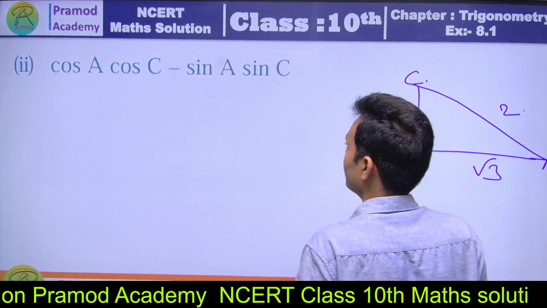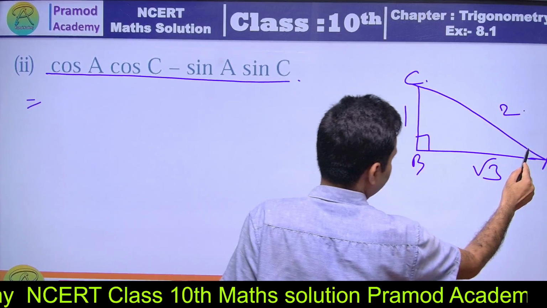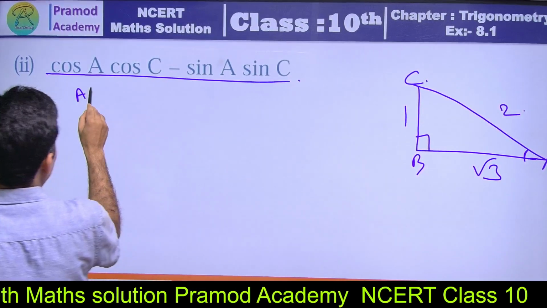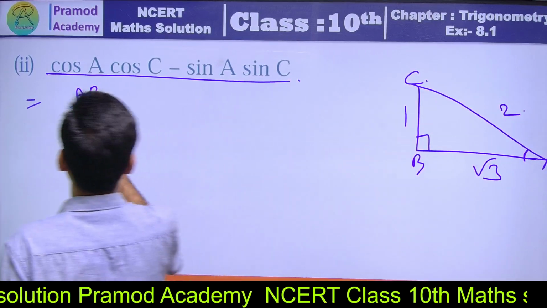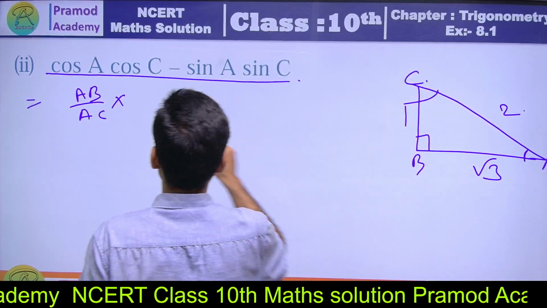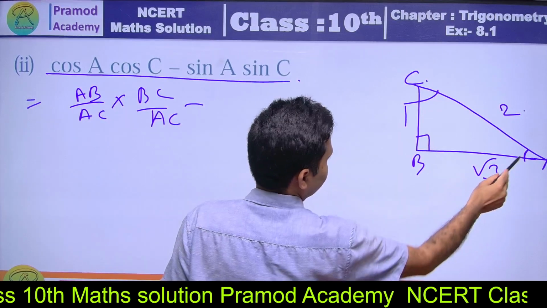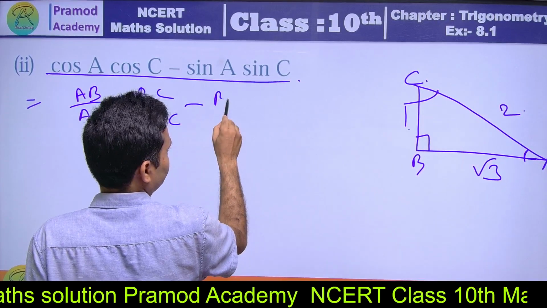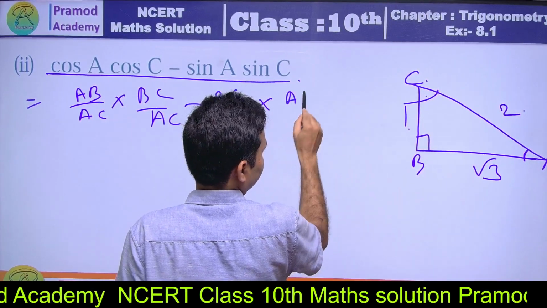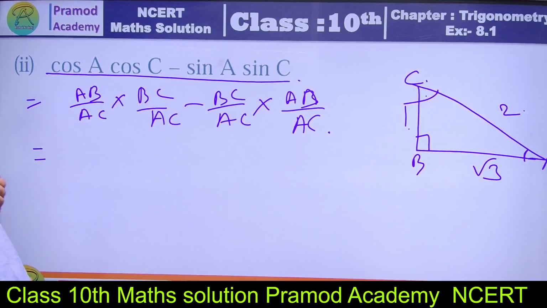So cos A, this is the expression, and for cos A this angle will be taken. So cos A equals B by H, AB by AC, into cos C. For this angle, B by H, BC by AC, minus sin A, P by H, so BC by AC, into sin C, AB by AC.